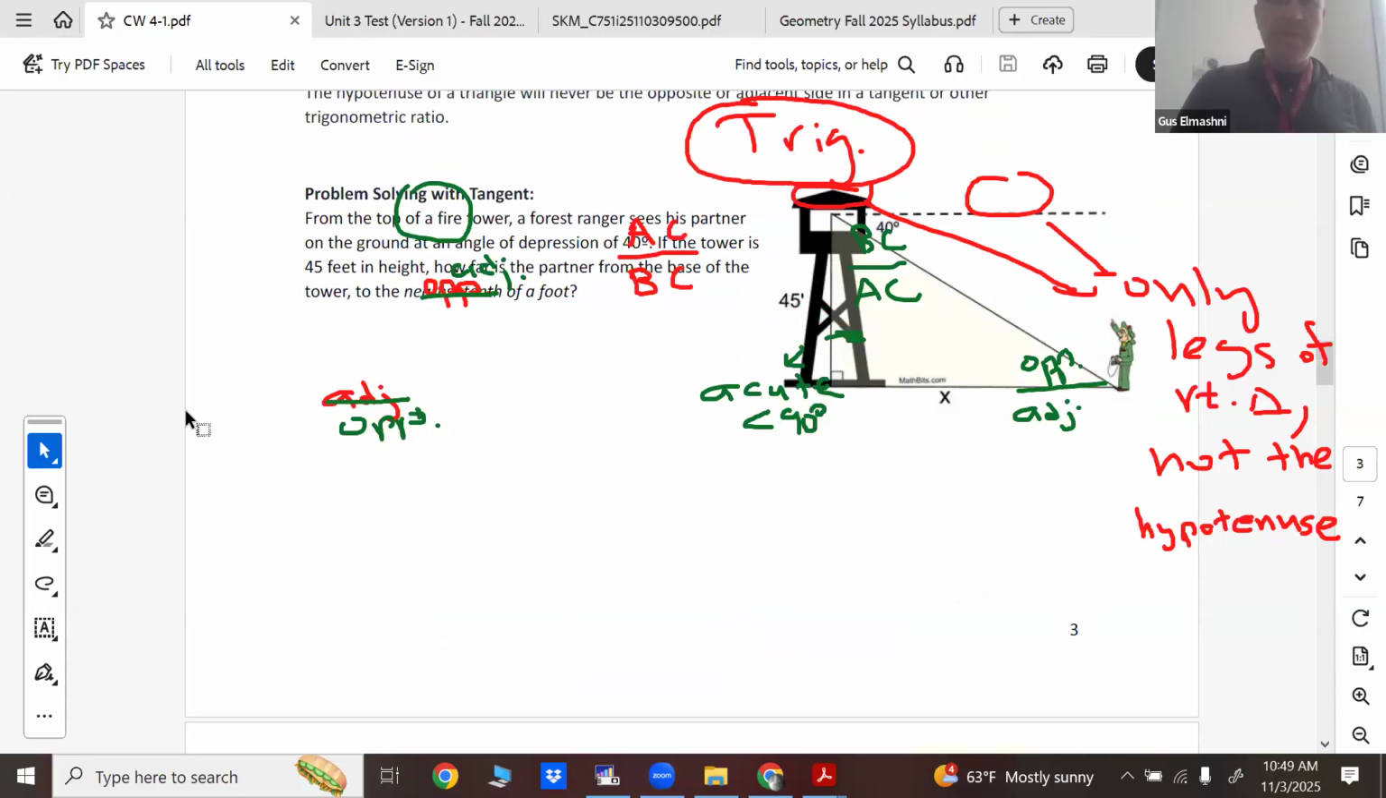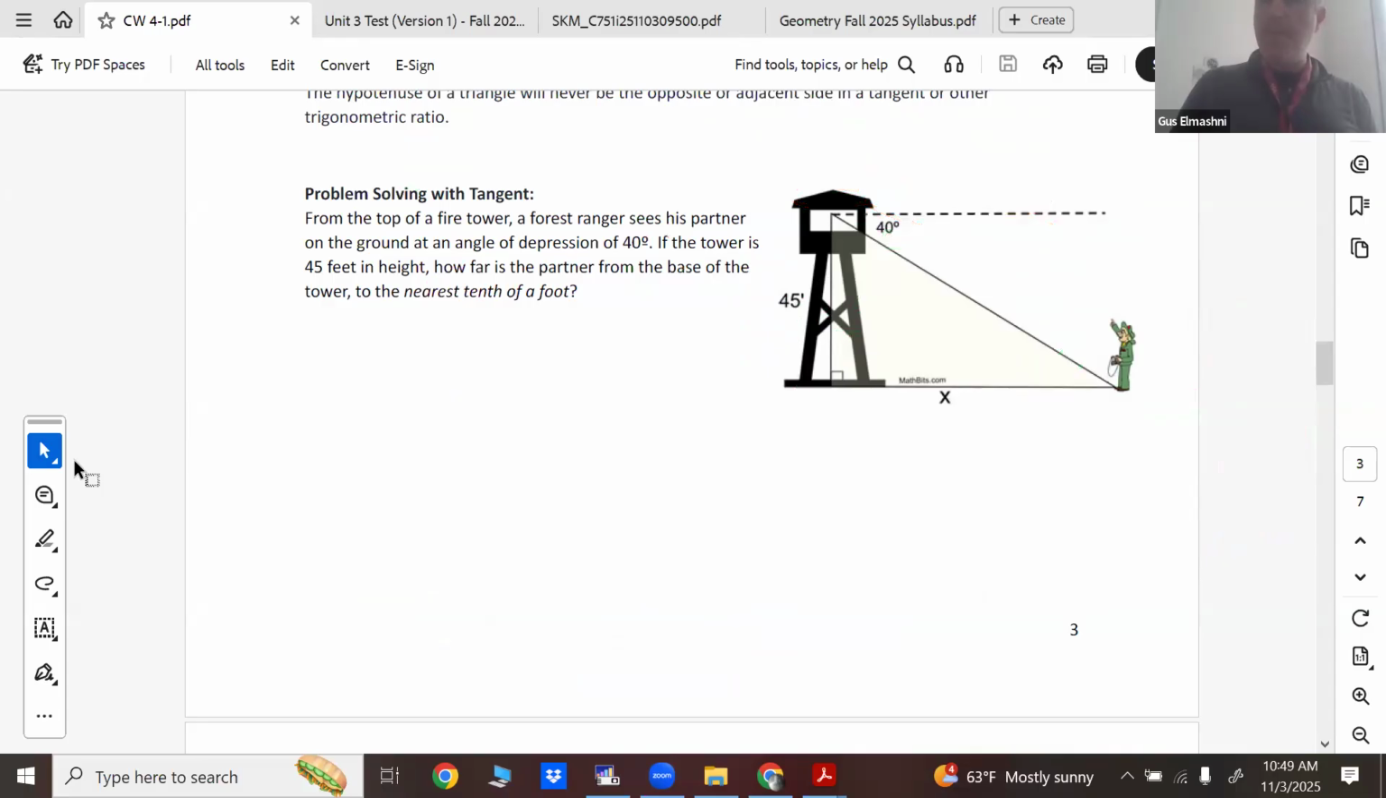Here we got this. Simi, did I have you read already? Yeah, I did. Cam, can you read the next one? Problem solving tangent. The tower is 45 feet in height. How far is the partner from the base of the tower to the nearest unit?